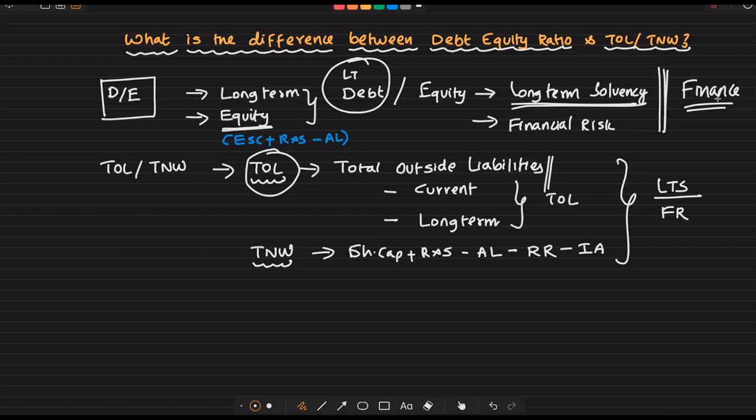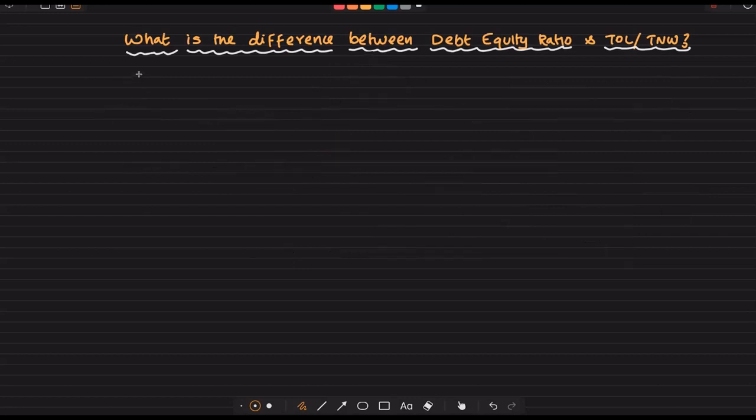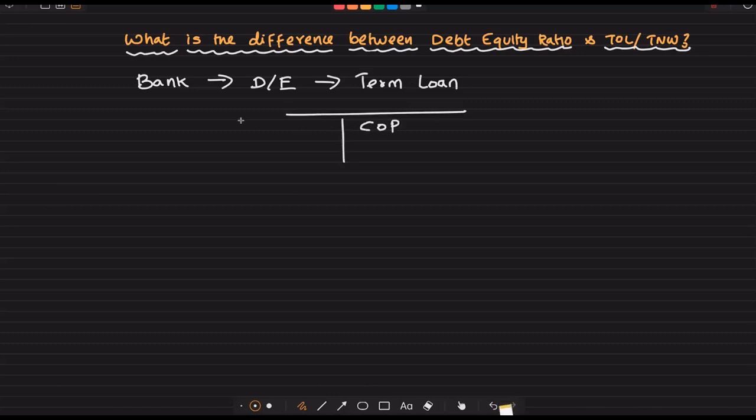But in reality, let's say you are in a bank, you will see debt equity ratio used in a different context. They'll be using debt equity ratio for term loan purposes. In many banks, when they say debt equity, that is only for term loans. TOL by TNW is for evaluating the business as a whole. So how does that work? In case of a term loan, there is going to be a cost of the project and there is going to be means of finance, right? Cost of the project and means of finance.